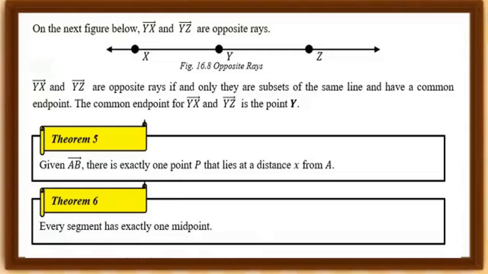So this will be the figure, and therefore we have ray YX and ray YZ are opposite rays if and only if they are subsets of the same line and have a common endpoint. The common endpoint of ray YX and ray YZ is the point Y. In that, we form a theorem. Theorem 5: given the ray AB, there is exactly one point P that lies at the distance x from A. Theorem 6: every segment has exactly one midpoint.